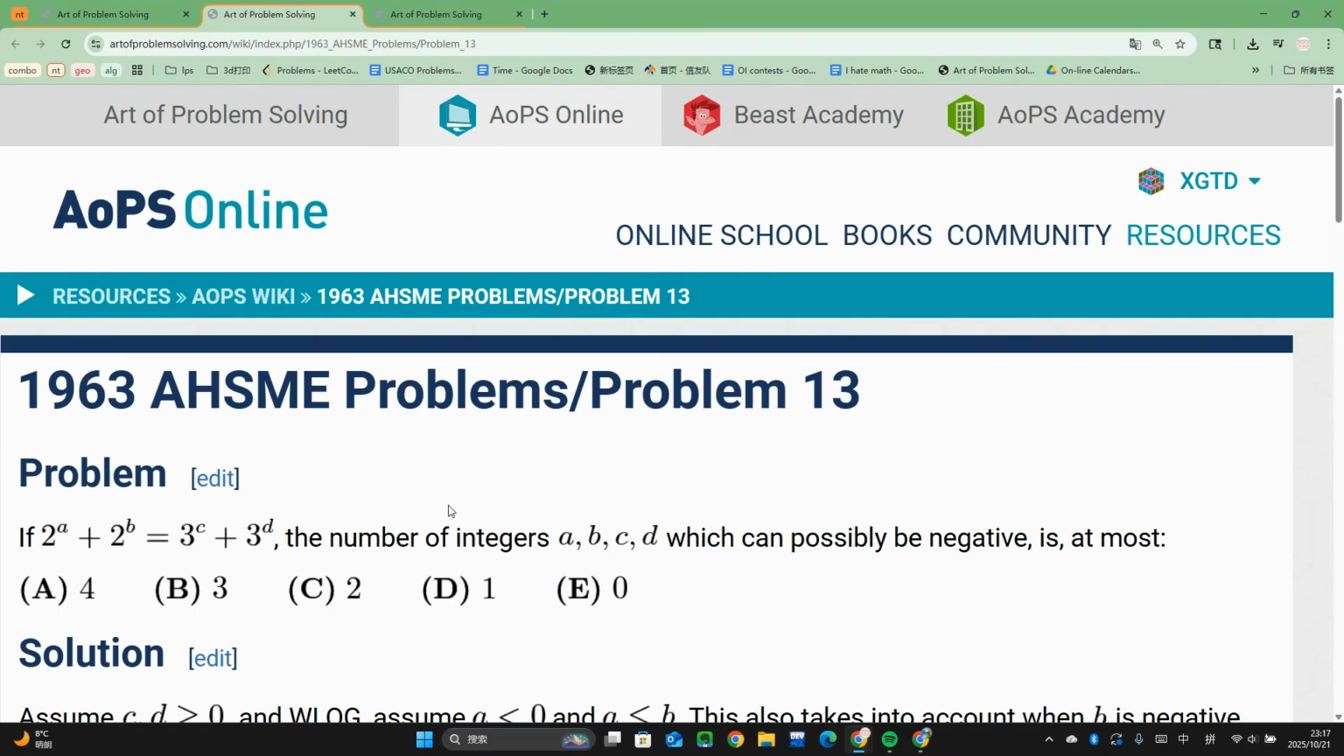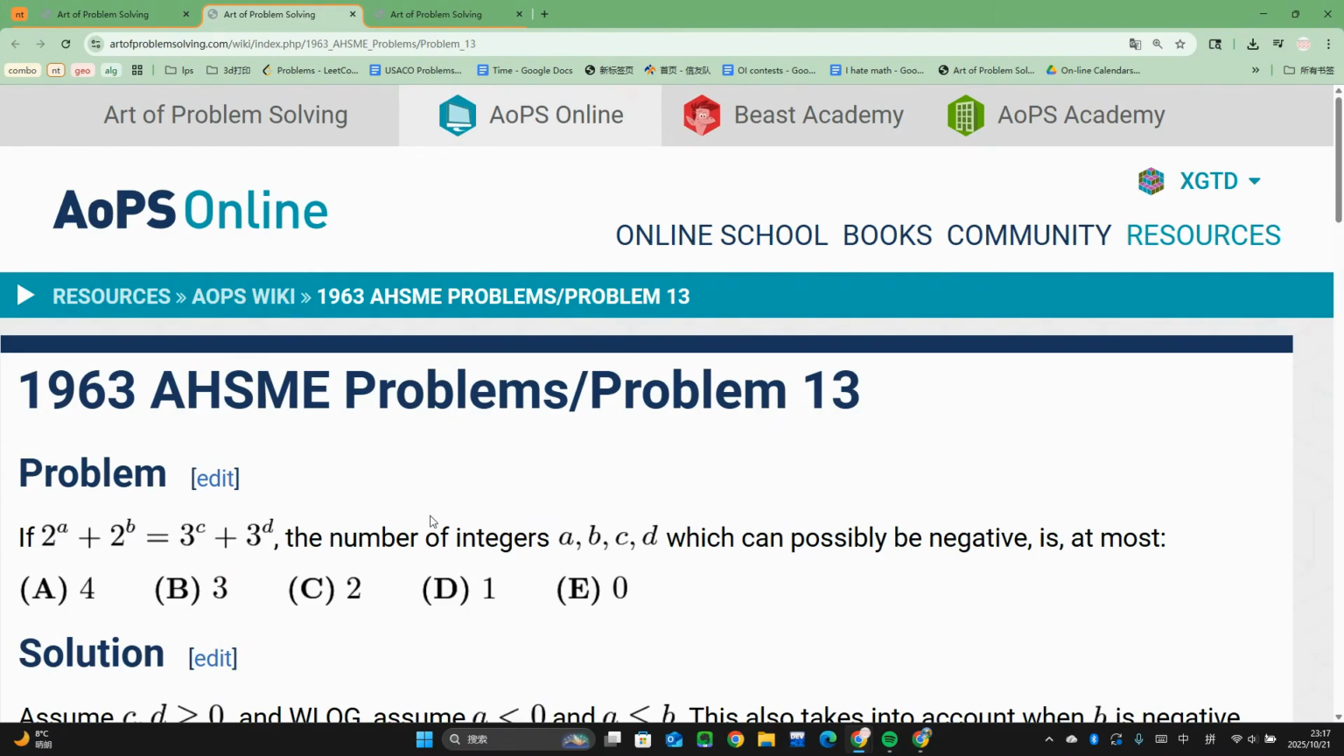So the first problem, I will say, is a really difficult one, especially in terms of understanding the problem statement itself. Because look at this. If 2 to the a plus 2 to the b is equal to 3 to the c plus 3 to the d, the number of integers a, b, c, d which can possibly be negative is at most what?